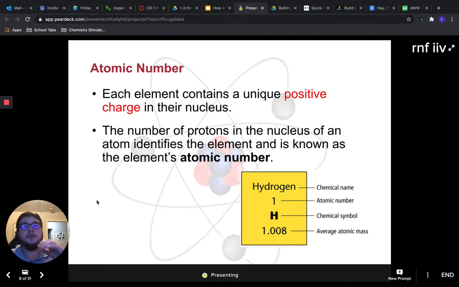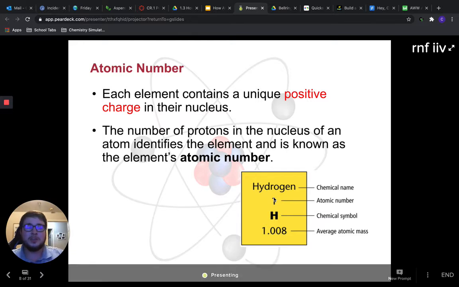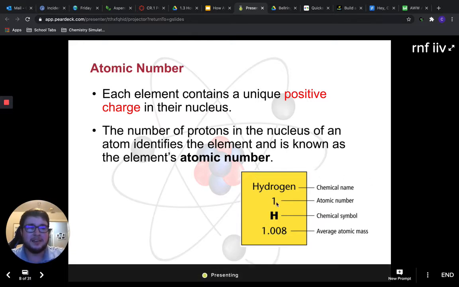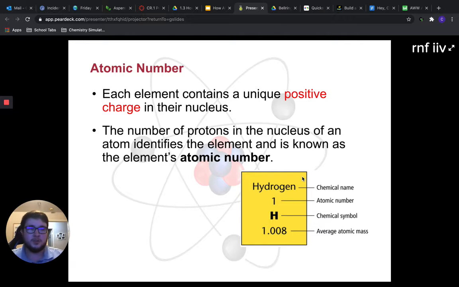Okay, so again, the atomic number will tell you the number of protons inside the nucleus of an atom. And the atomic number is unique for each element. You can't possibly have two atoms of the same element with different numbers of protons.